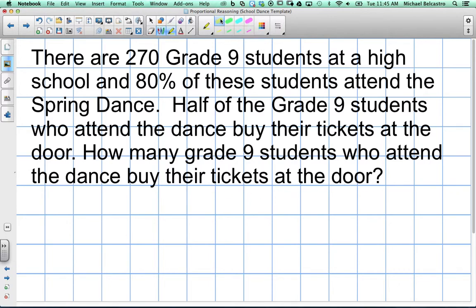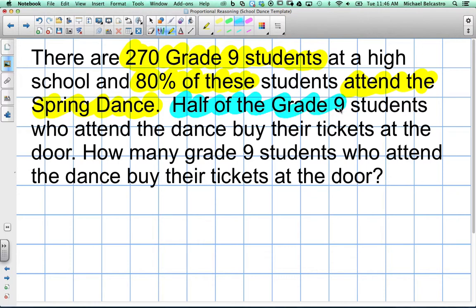Okay, so let's highlight a lot of the important stuff. First of all, there are 270 grade 9 students. And 80% of these students attend the dance. So attend the spring dance. That's the first part. You can almost think of that like the first half of the question. The second half of the question we'll highlight second.